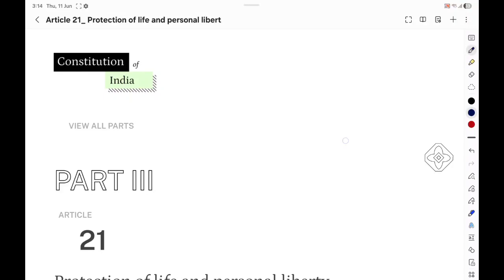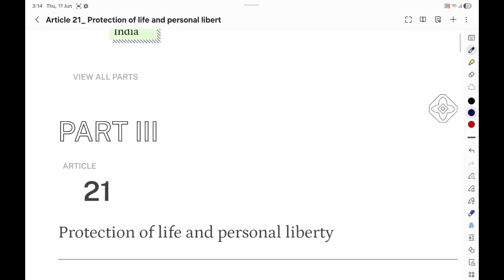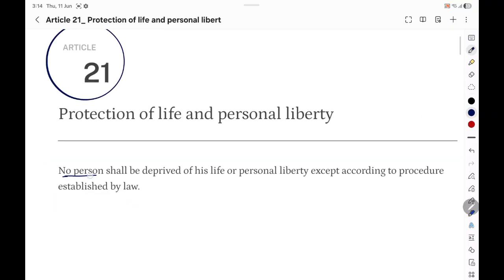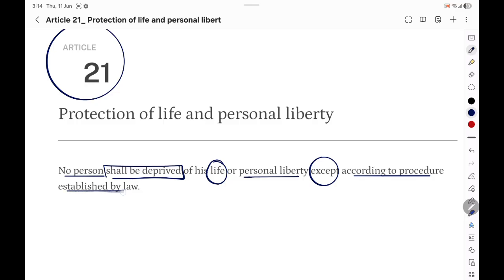So in this video we are going to discuss Article 21 of the Indian Constitution. Okay, so let's go through the text of the article. एक बार हम आर्टिकल को पढ़ लेते हैं. So क्या लिखा है? That no person shall be deprived of his life and personal liberty, except according to procedure established by law.